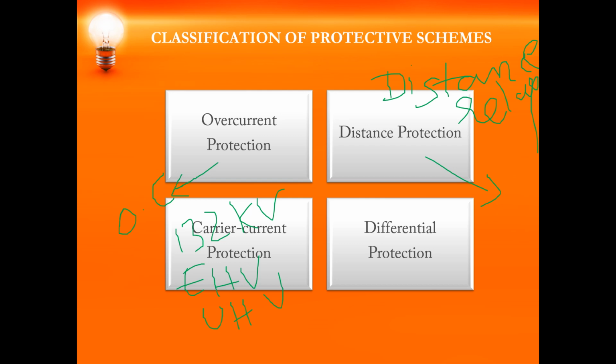The last one is differential protection. This is the most important one. It is especially used for the protection of generators, transformers, bus zones or motors of very large size. In differential protection, if you have a line, you will have CTs placed on both sides.